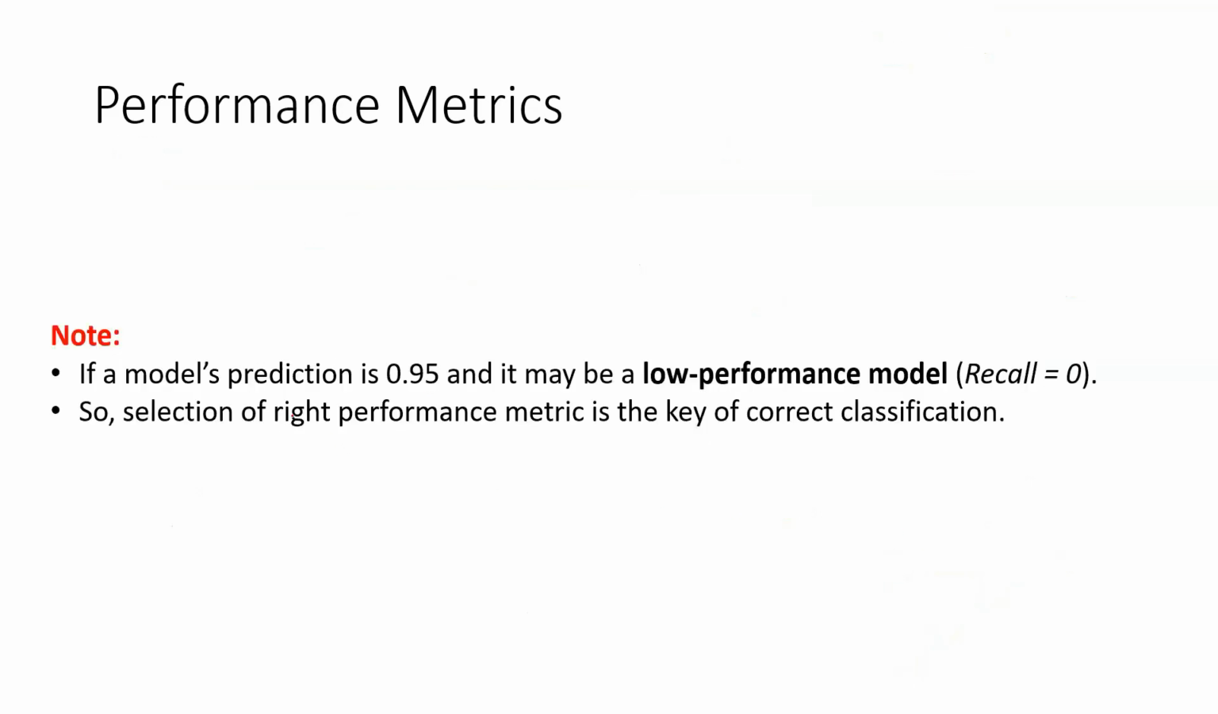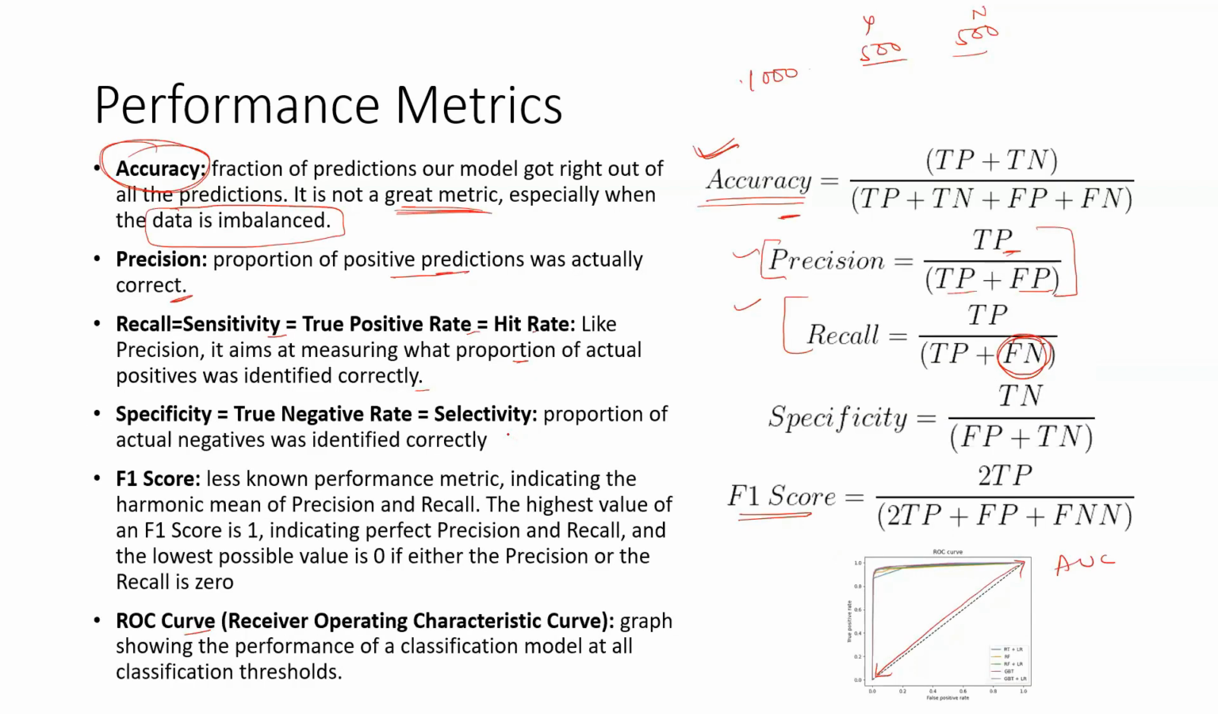It doesn't mean that if accuracy is 0.95 it is a good model, because it may be a low performance model if it has a recall of 0. So the selection of the right performance metric is very important. Select the right metric for your work. Don't focus blindly on accuracy only. Focus on recall and precision also.